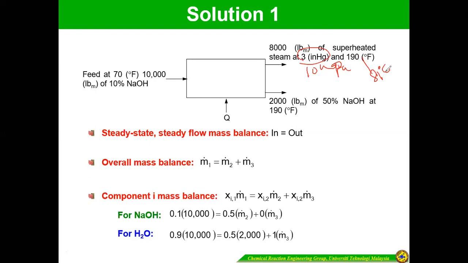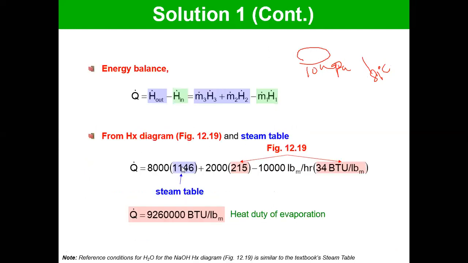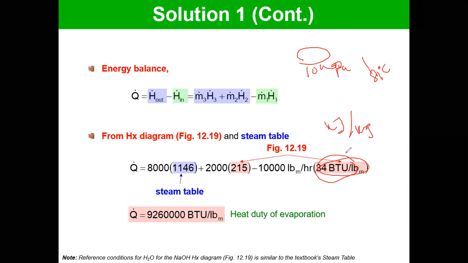Please check again how to convert from degrees Fahrenheit to degrees C, because you have to refer to the SI units of the tables. So you can calculate. This is around 2600 something. When I convert into BTU per pound mass, how to convert this one? The unit is kilojoule per kilogram, so you have to convert to BTU per pound mass, and you can get 1146.